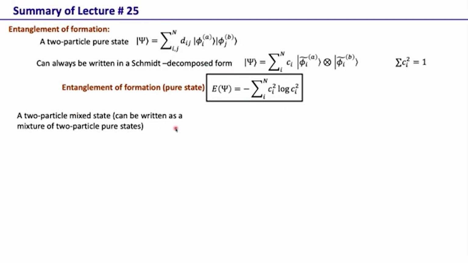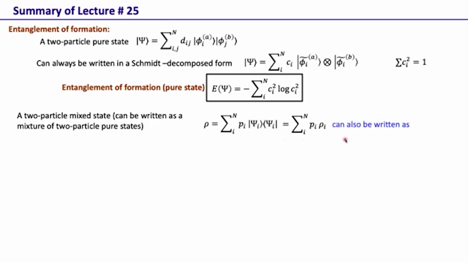Now what about a two particle mixed state? For the mixed state, the derivation of the entanglement of formation goes like this. First we realize that a two particle mixed state can be written as a mixture of two particle pure states. For example, this is a diagonal representation. We have this two particle mixed state rho written as a mixture of several two particle pure state density matrices, with p_i as the weightage. And these ψ_i are the pure states, and the different ψ_i's are orthogonal to each other.